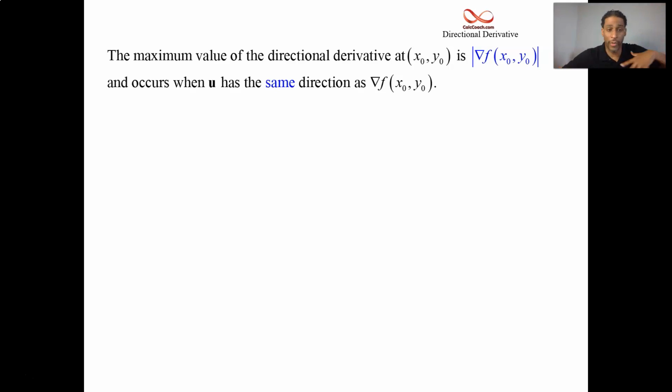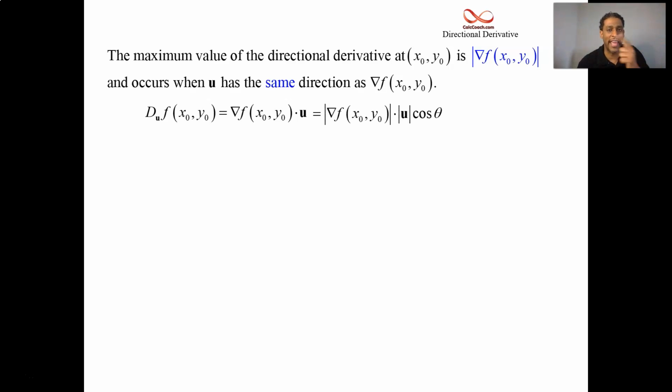So what is the directional derivative? It's a dot product between the gradient and a unit vector. The gradient evaluated at your point and a unit vector. When we learned about the dot product, we saw that it has a connection to the angle between two vectors. And so we found that if you have two vectors, you can take the dot product by taking the product of their magnitudes and multiplying by the cosine of the angle between them.